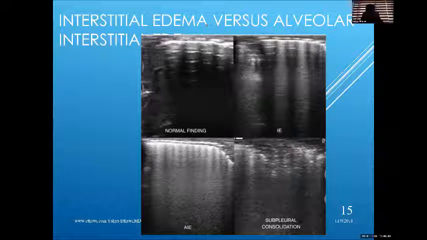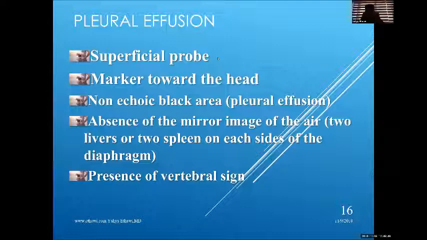When we're looking at superficial pleural effusion, we should use the superficial probe, the high frequency flat probe or the hockey stick, and always with the marker either to the right side or pointed to the head. And usually, because there is no air in pleural effusion, it appears as a black area. And because there is no air and there is no reverberation of the parieto-pleural interface, there will be no mirror image.